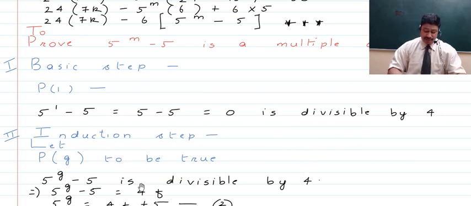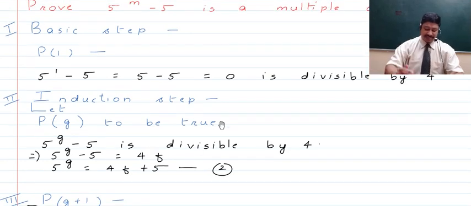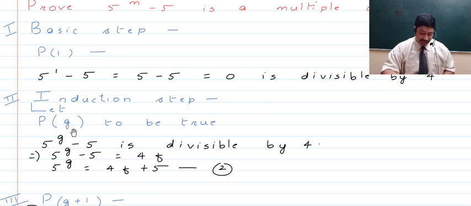After this, we talk about the next step, which is the induction step. Using the magic wand, you just say that let P of g be true. That means we talk about the statement P, where in place of n now we have g here, right?